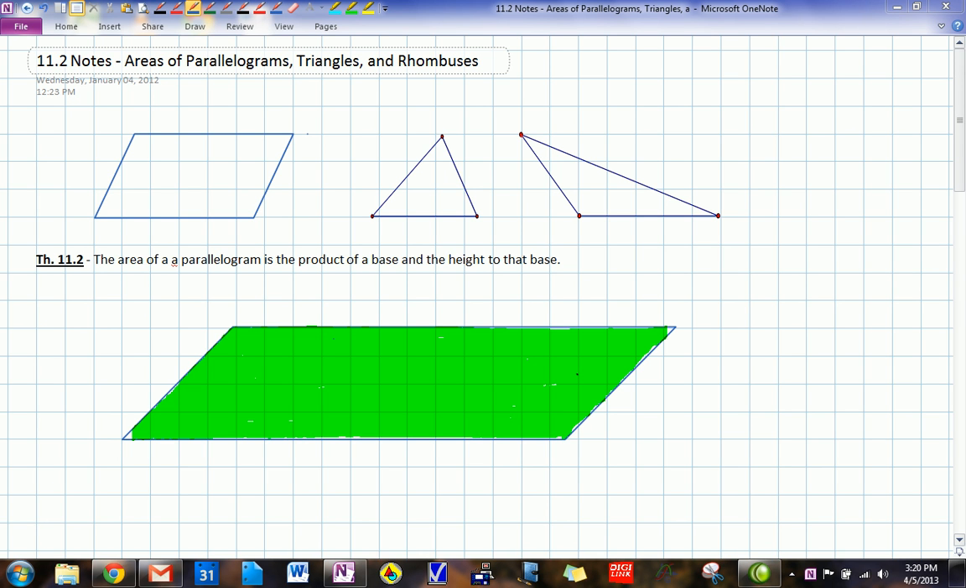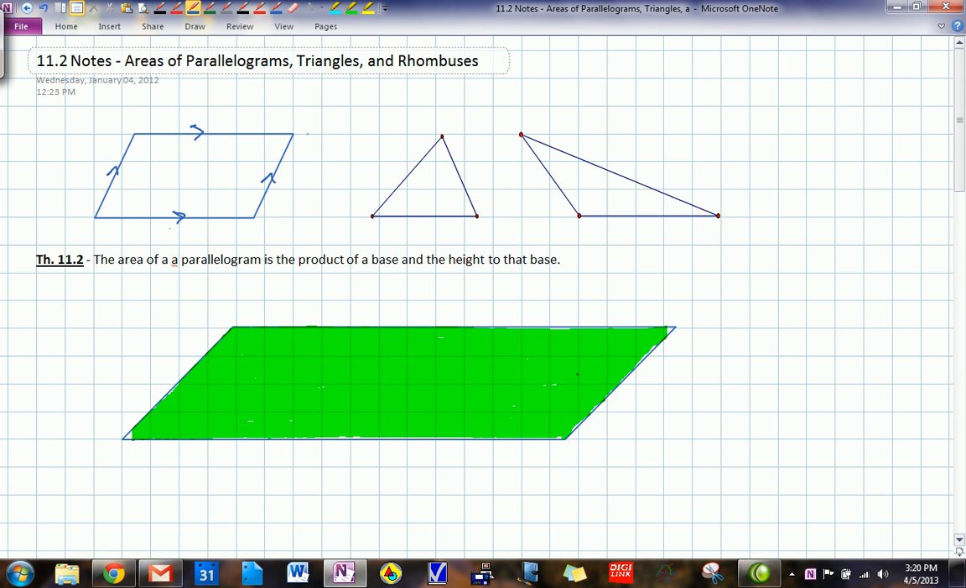These are the notes on section 11.2. We're going to be talking about the area of parallelograms, triangles, and rhombuses. So first of all, in the figure up here on the left, if this is a parallelogram, remember a parallelogram is a quadrilateral with opposite sides parallel.